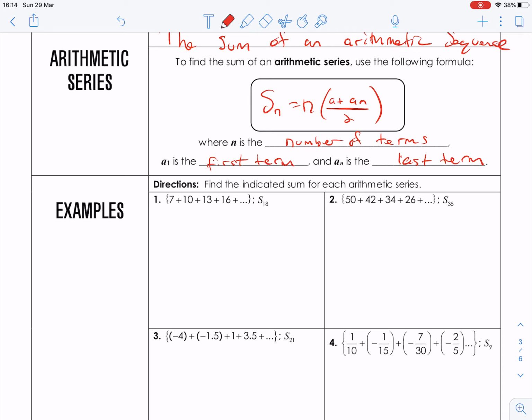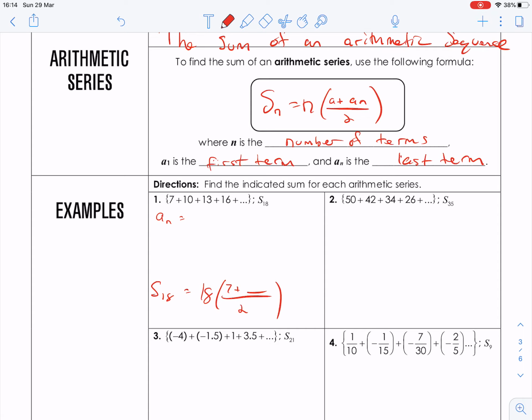We are looking for A of n here. We know A of 1, we're looking for A of n, so we can find what S of 18 is. Because S of 18 is going to be how many terms? 18 times the first term, 7, plus the last term, don't know yet, all over 2. So all we need is what A of n is.